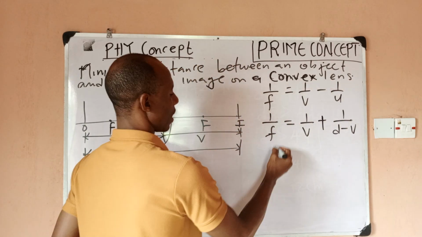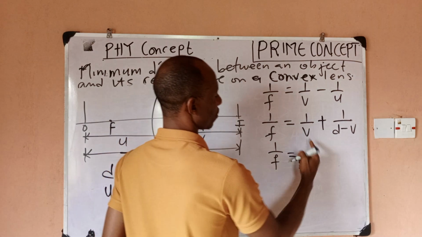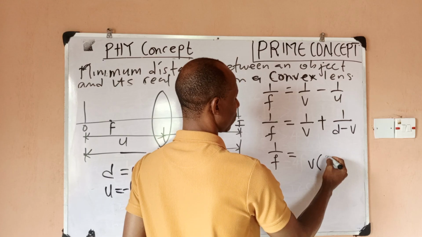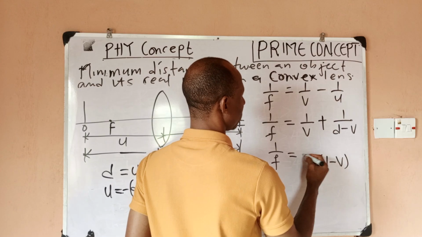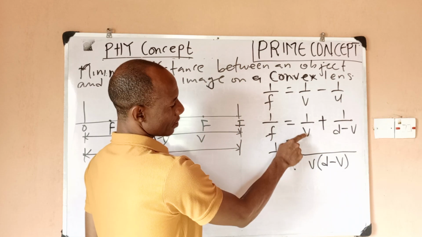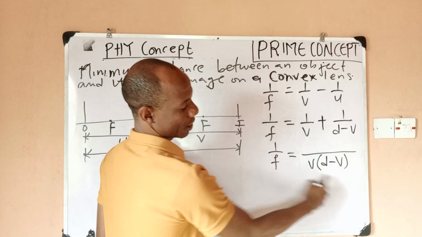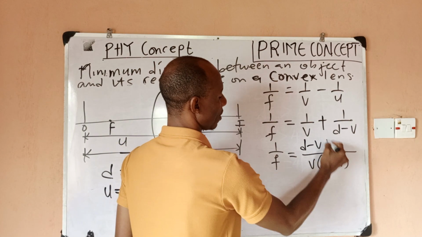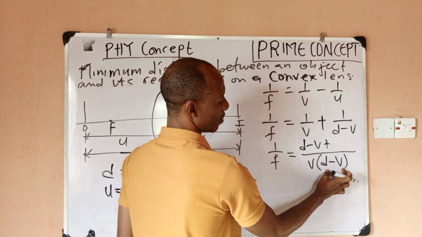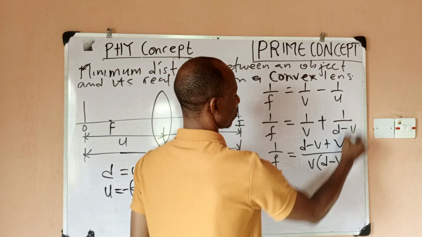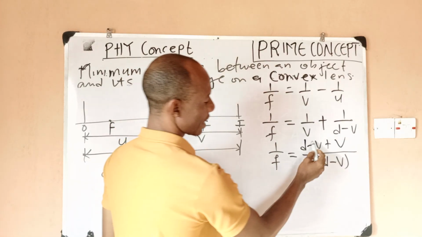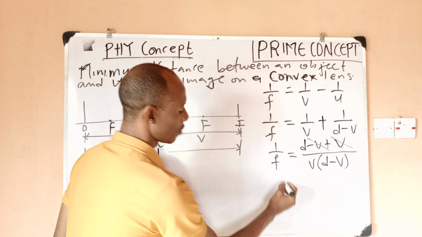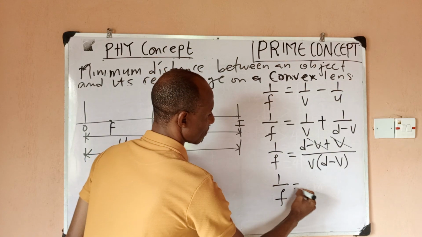So I have 1 by F equals, this is V, that is the LCM of this is V into D minus V. So that V would cancel V, then I have this times 1, which would give me D minus V, plus this would cancel this, so that I have V times 1, which would give me V. And you would clearly see that V minus V would cancel plus V. And I'll be left with 1 by F equals what now?